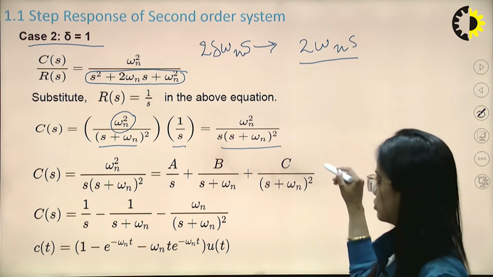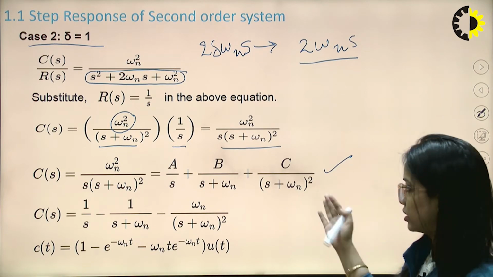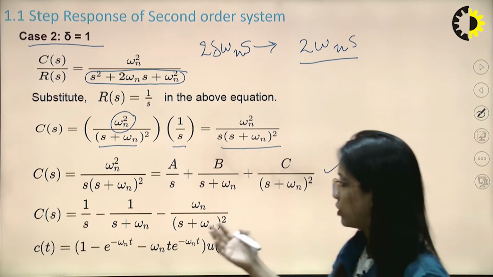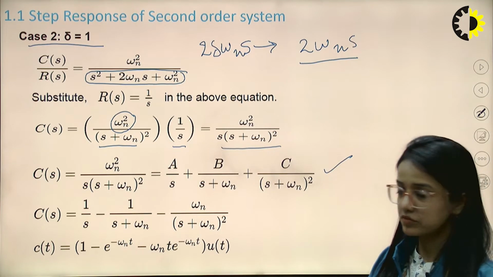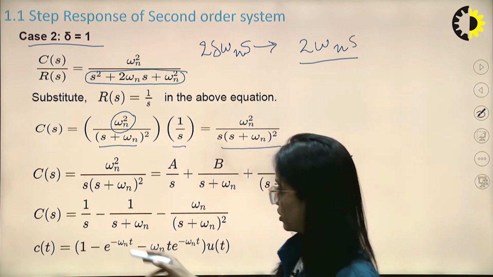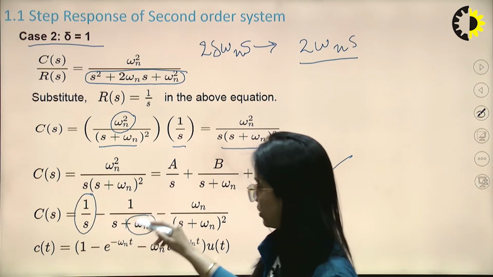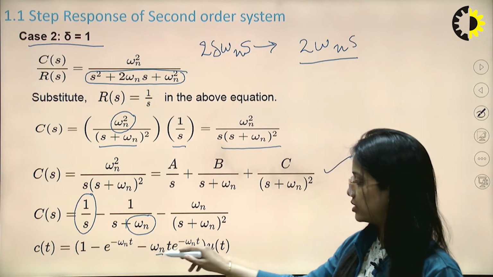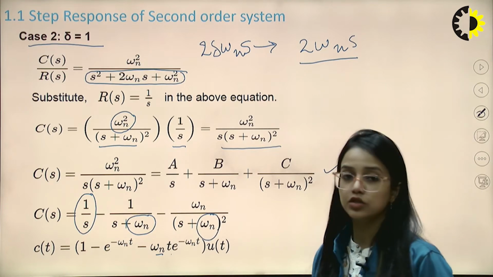And then we can do the same analysis, the partial fraction thing. So when we are entering into partial fraction, we are having the values of A, B, C as 1, minus 1 and minus omega n. So from here we are taking inverse Laplace. So this will give me 1, this will give me e raised to the power minus omega n t, and this will give me omega n t e raised to the power minus omega n t u(t).